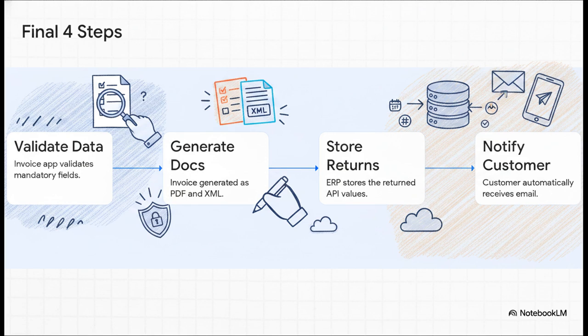Okay, continuing that flow, Step 5, the invoice app answers the door and validates the data. It's checking mandatory fields, customer tax IDs, and digital signatures. Step 6, once validated, boom, the official invoice is generated, typically as both a PDF and a structured XML file. Step 7, the invoice app sends critical information right back to the ERP, like the official invoice number, the issue date, the PDF URL, which the ERP then stores for its own records. And finally, Step 8, the customer automatically gets an email with their shiny, new, fully compliant invoice. This entire 8-step dance, it usually takes only a few seconds. No way humans can compete with that.